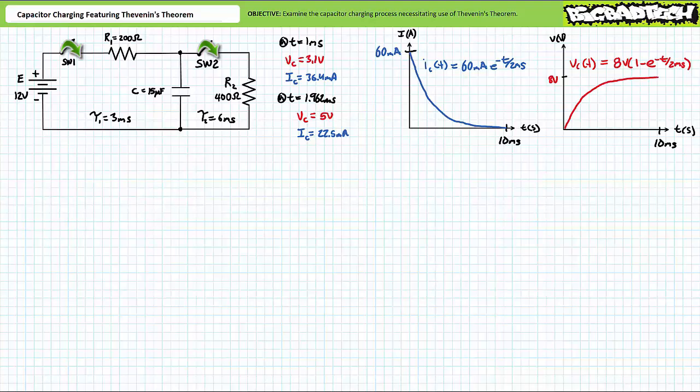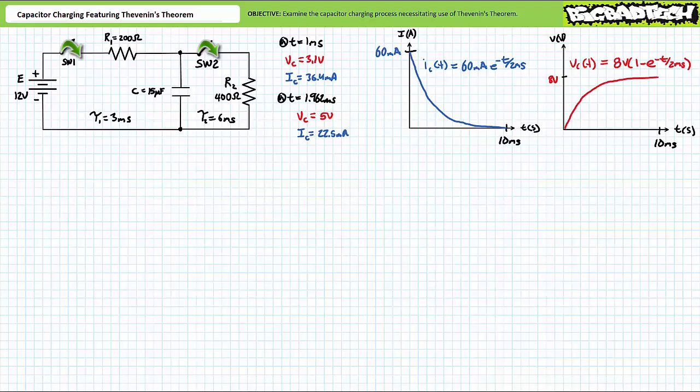At t equals 1.962 milliseconds, instantaneous voltage across the capacitor will be 5 volts, and instantaneous current through the capacitor will be roughly 22.5 milliamperes. This is all well and good, you might say, but the obsessive and compulsive among you, like me, might be wondering what is really happening to the other elements in the original series parallel circuit.